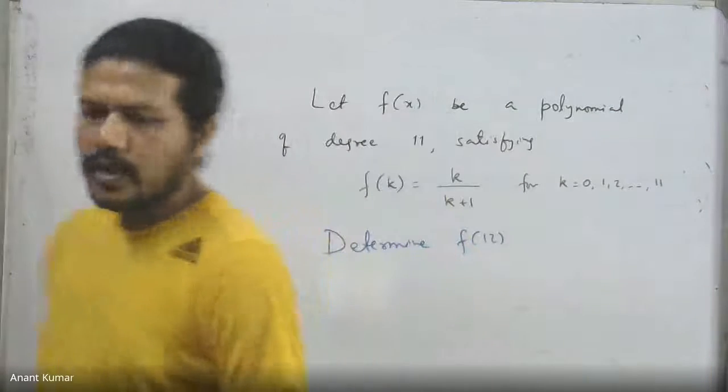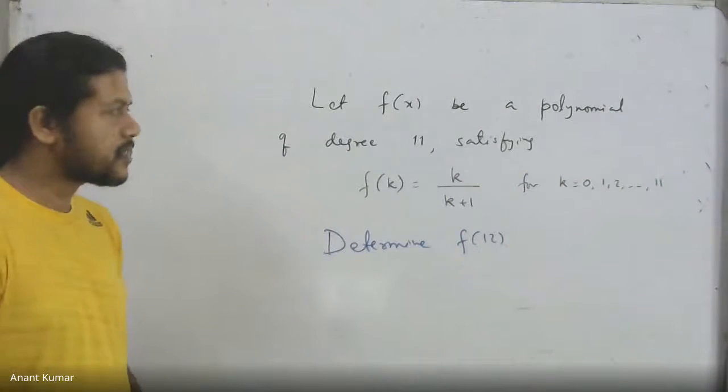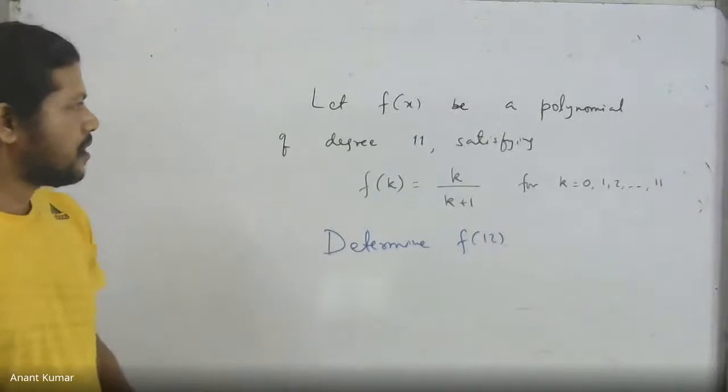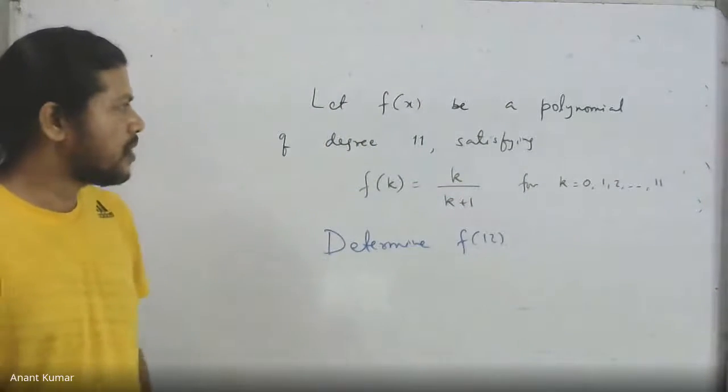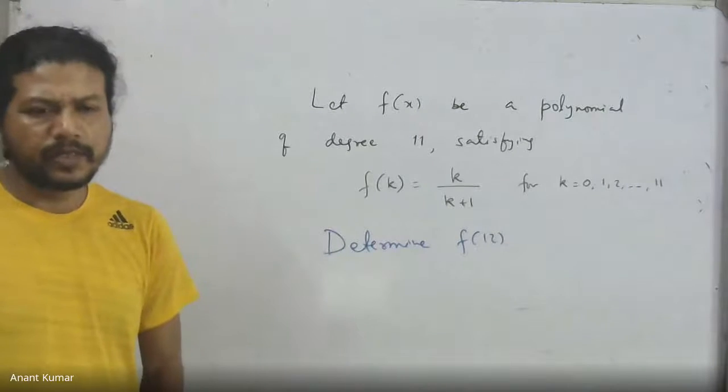You see, in this case, the idea or the trick is what? You notice that first of all, the numbers which have been given, there are 12 of them: 0, 1, 2 till 11, the 12 numbers in fact. Okay.